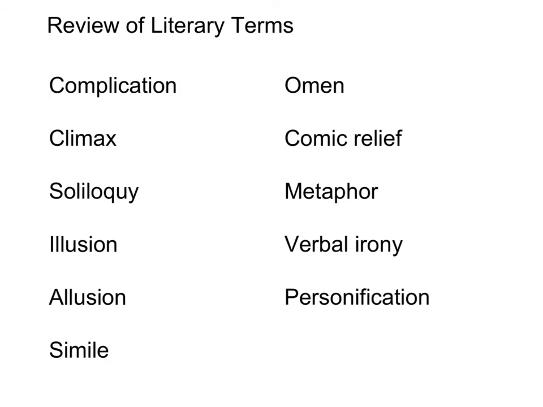Alright, first up is important literary terms. So we're in Act 2, which means we're in the complication of the story. Remember, the complication are the events leading to the climax. So keep that in mind. These events that occur in our story give us the end result of the climax. So this is all building up to something much bigger. We are building up to the climax, which is the highest point of action.